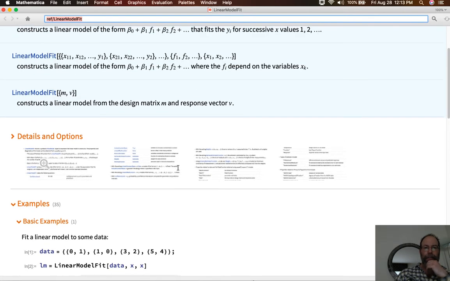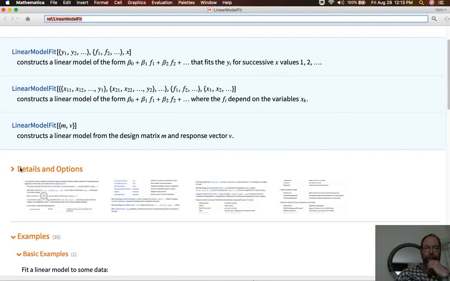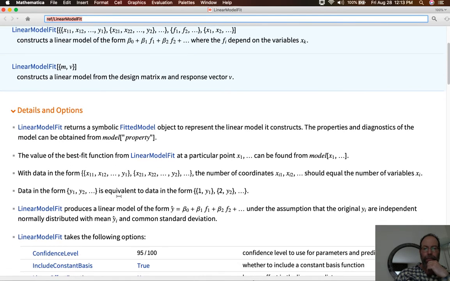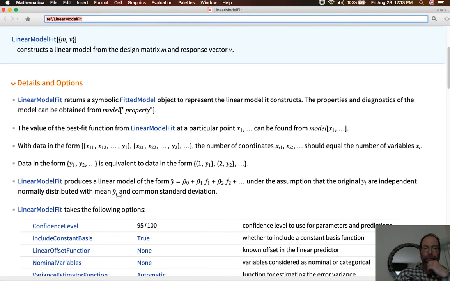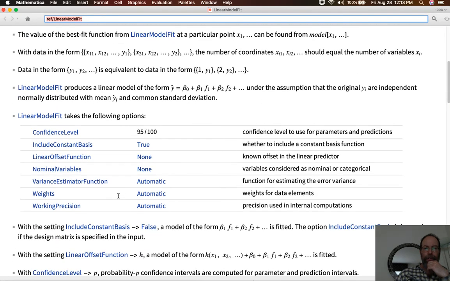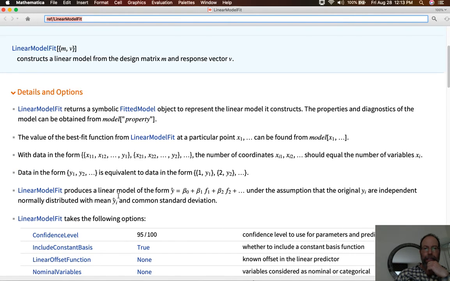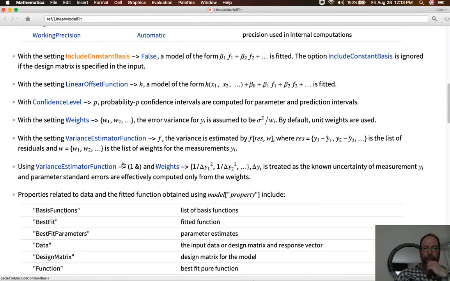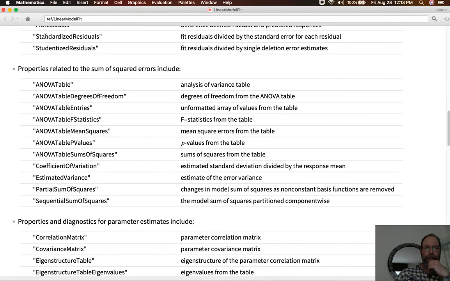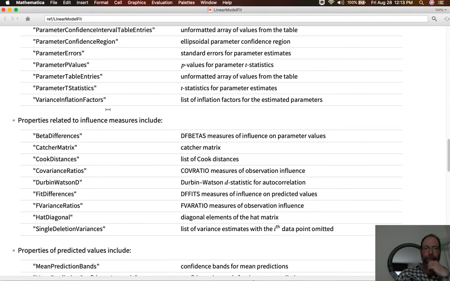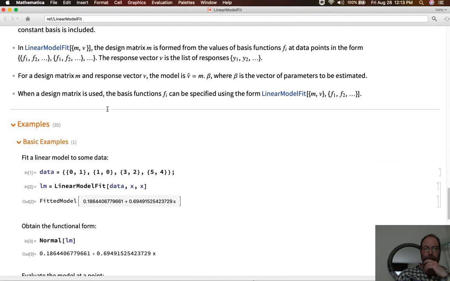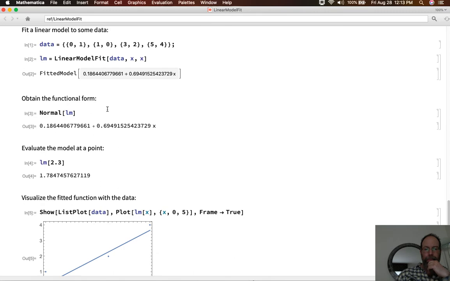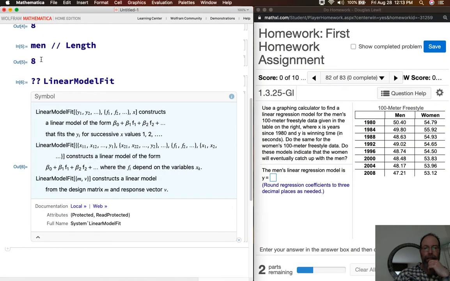Now, I believe, hold on one second. Let me look at details and options. Okay, this is a little more information than you guys really need. Sorry about that. This is way more information than you guys actually need. Okay, so I think we can use this and it should work okay.